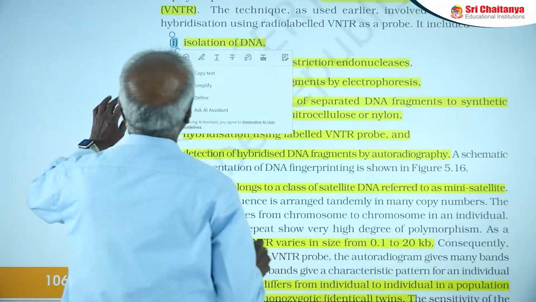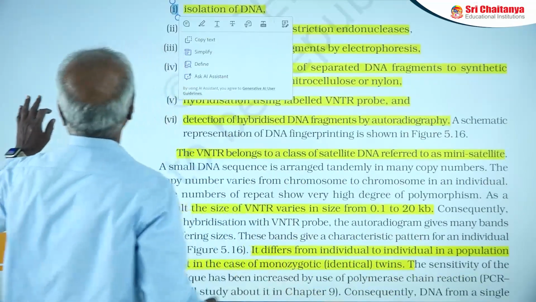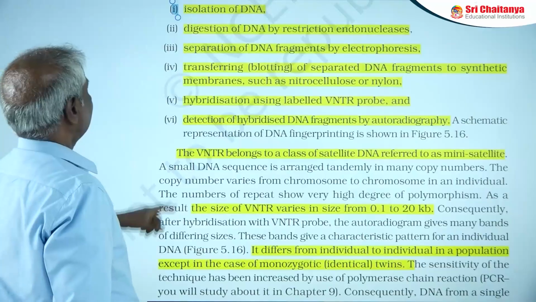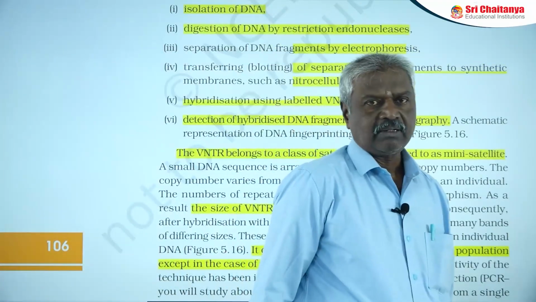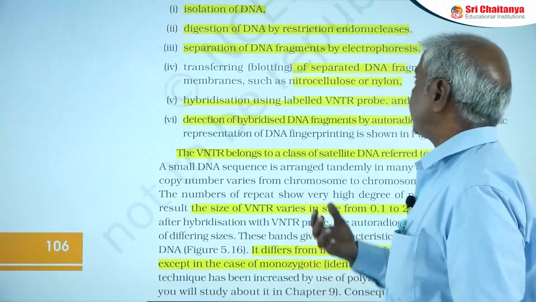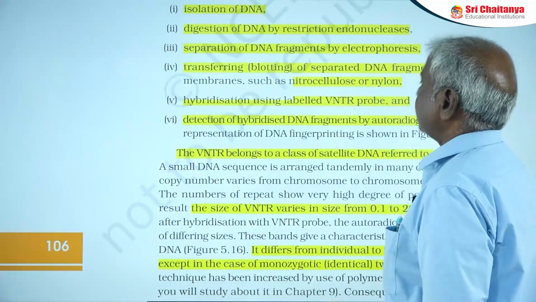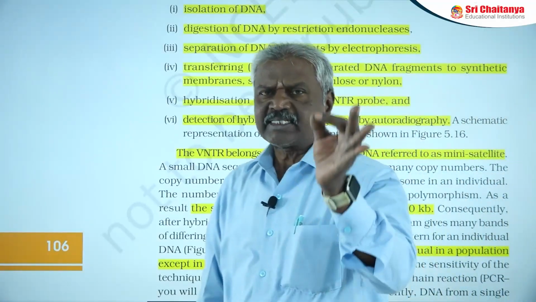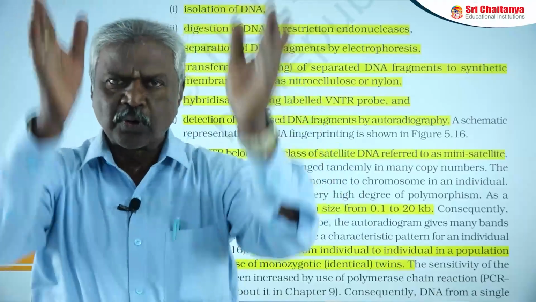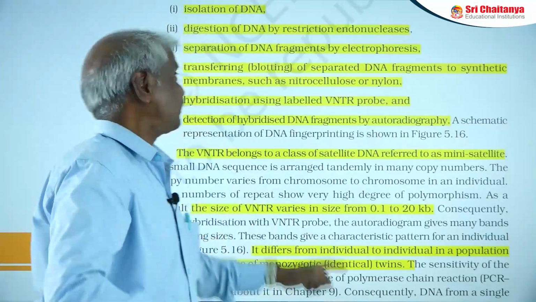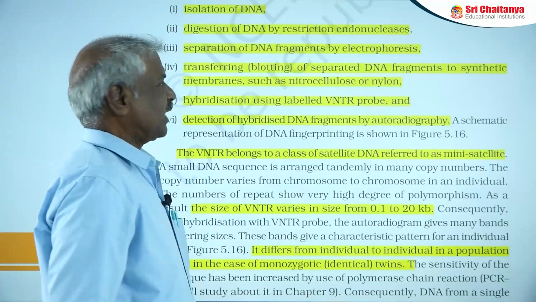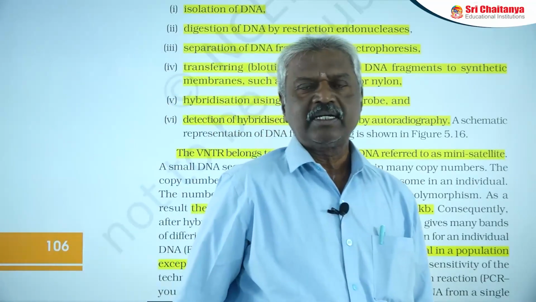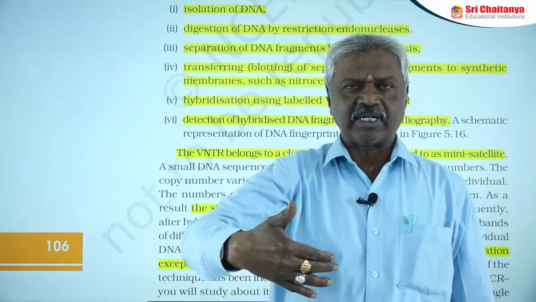After that, we have to come to the next step, that is digestion of DNA by restriction endonucleases. First of all, from the cell, DNA is isolated. After that, digestion of DNA: by adding restriction endonucleases, DNA is broken into pieces. It is also called fragmentation. After that, separation of DNA fragments by gel electrophoresis, based on their sizes.